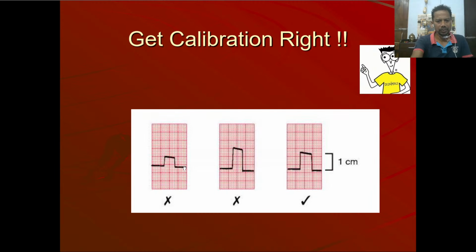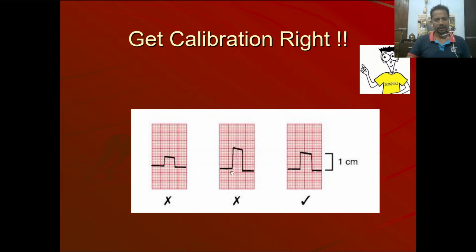So if I give you an ECG with this type of calibration, and you see in V5 the R wave is, let us say, 10 small squares in height, that means the R wave is actually 20 small squares in height, because the calibration is for 5 only. So it is that important.